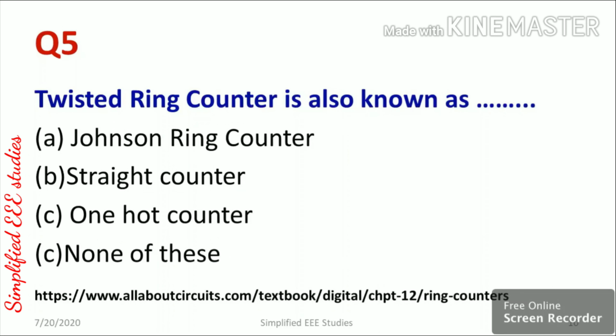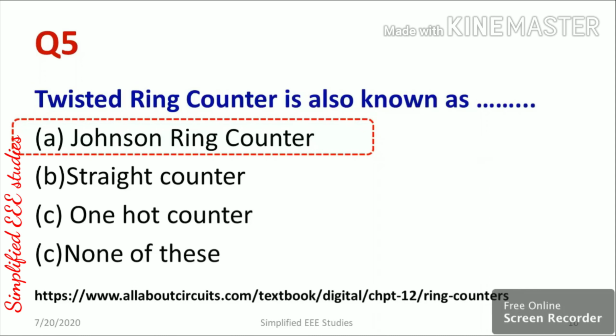Let me explain question number 5. Twisted ring counter is also known as option A, Johnson ring counter, option B, straight counter, option C, one hot counter, and option D, none of these. Johnson ring counter is the right answer. It is also known as twisted ring counter. There are different names available.